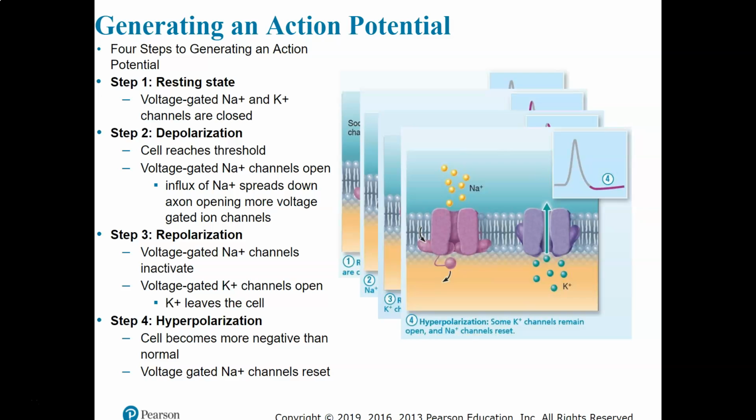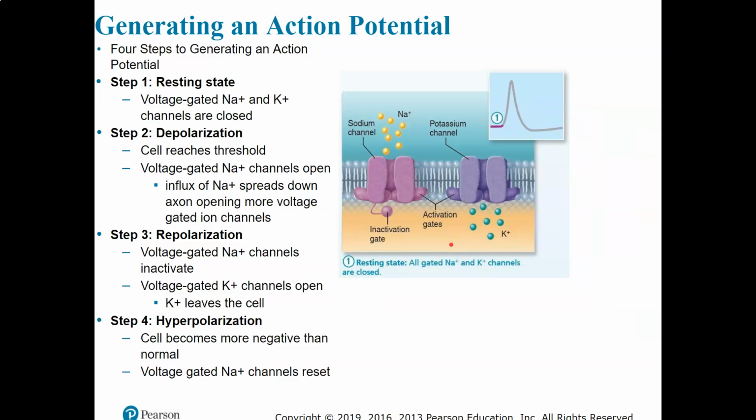We go slightly more negative than necessary, or than normal. We actually need to do this in order to reset the voltage-gated sodium channels. The voltage-gated sodium channels won't open back up until the cell hyperpolarizes. At that point, the sodium channels don't necessarily open back up now, but they stop being inactivated. They can open back up and fire another action potential.